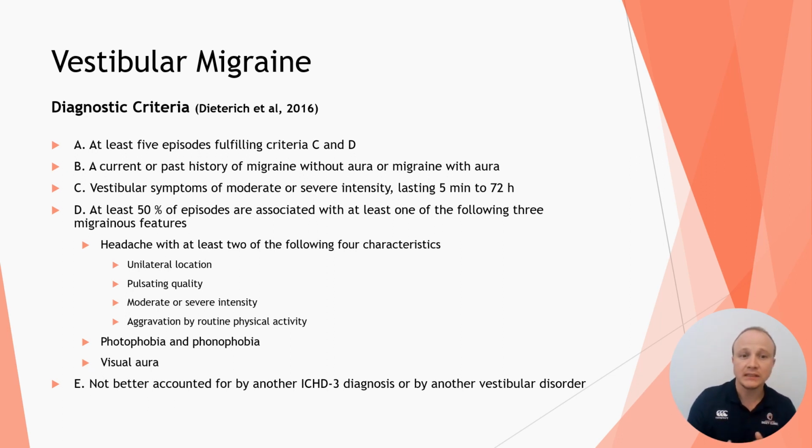And at least 50% of the episodes are associated with one of the following 3 migraine features. So we're looking at a headache with one side location, pulsating, moderate to severe intensity, and aggravated by routine physical activity. Also some light sensitivity or noise sensitivity, and also that visual aura sense.